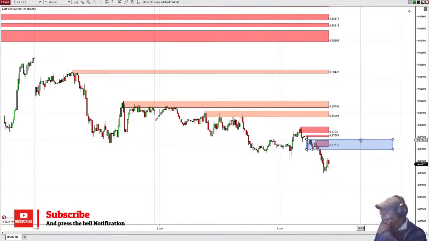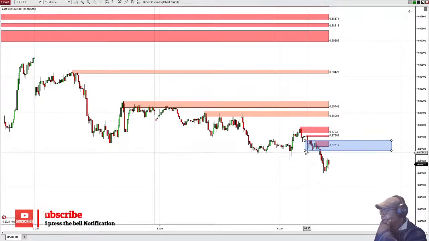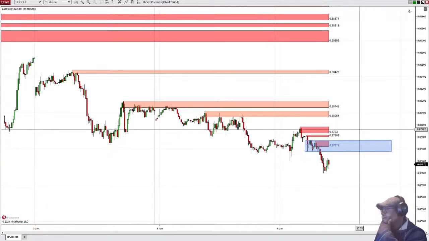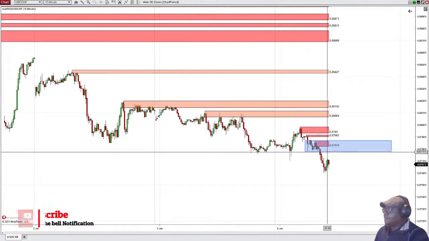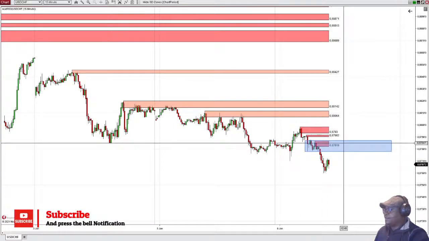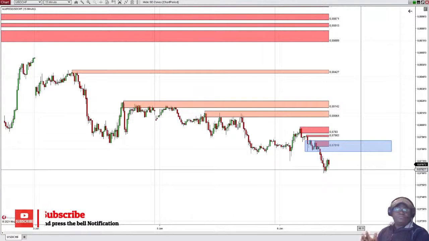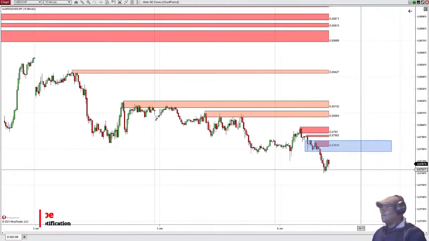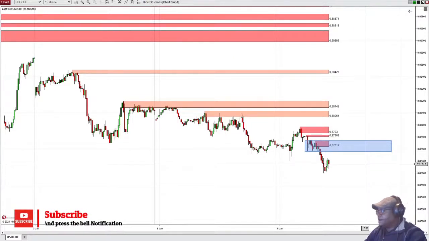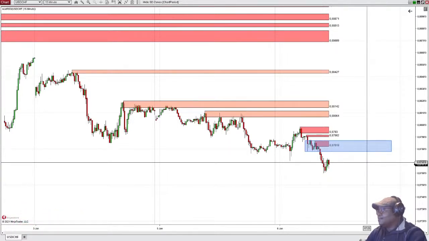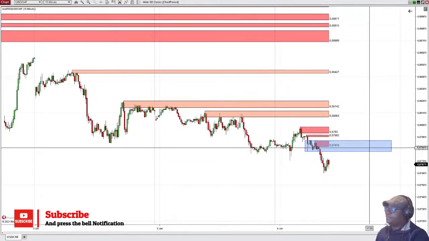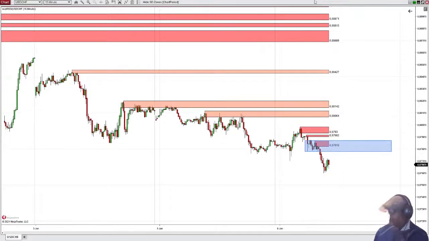If it can come in here, then I can look for a trend continuation down. That's what I'm looking at on this chart. I'll look for trend continuation down with this trade. But if it can push up in between that box that I drew, then I can look for short.